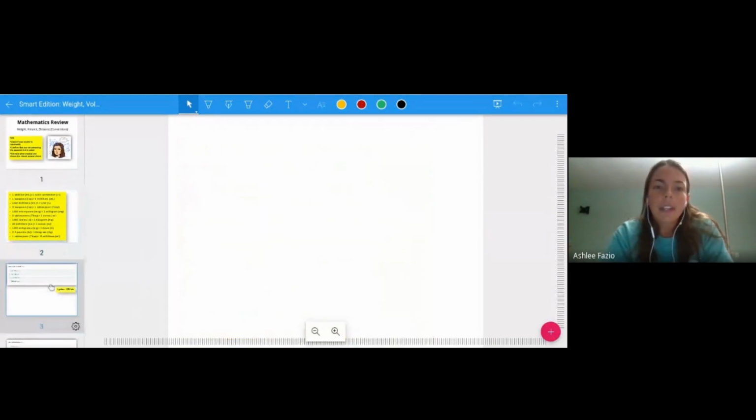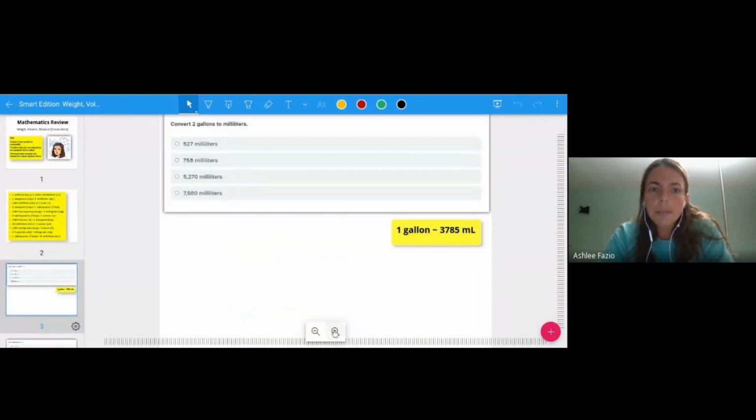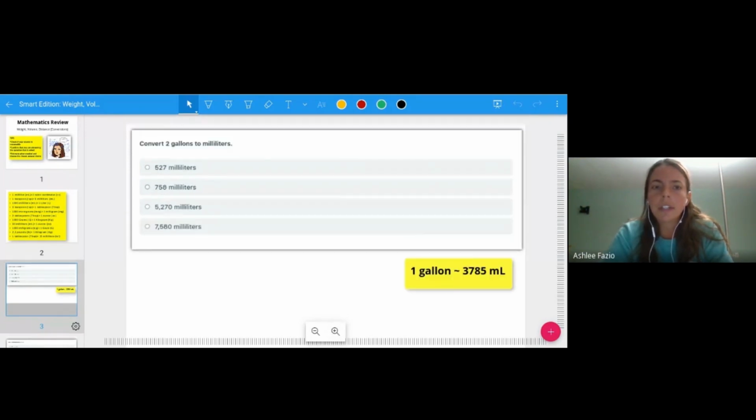So I'm going to go here, and I'm just going to zoom in a little so we can see a little better. Okay, and our first question says convert 2 gallons to milliliters. So in the yellow down here, I have given our conversion that could be really helpful here. We would have to know that 1 gallon is approximately, okay, that's what this little symbol means, approximately 3,785 milliliters. So this is how I remember the conversion, and if you have it to a few different decimal places or whatever, that's fine.